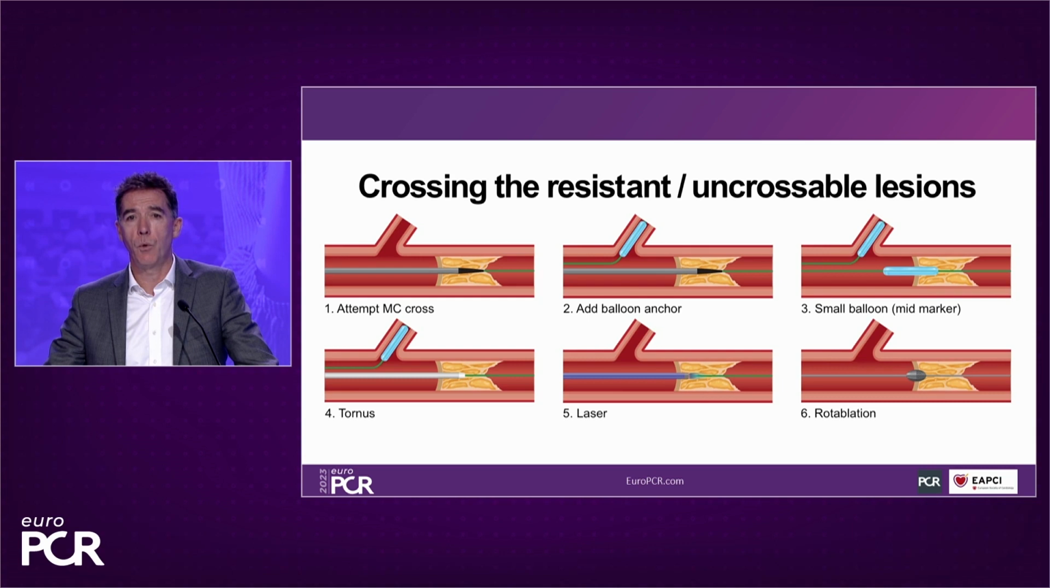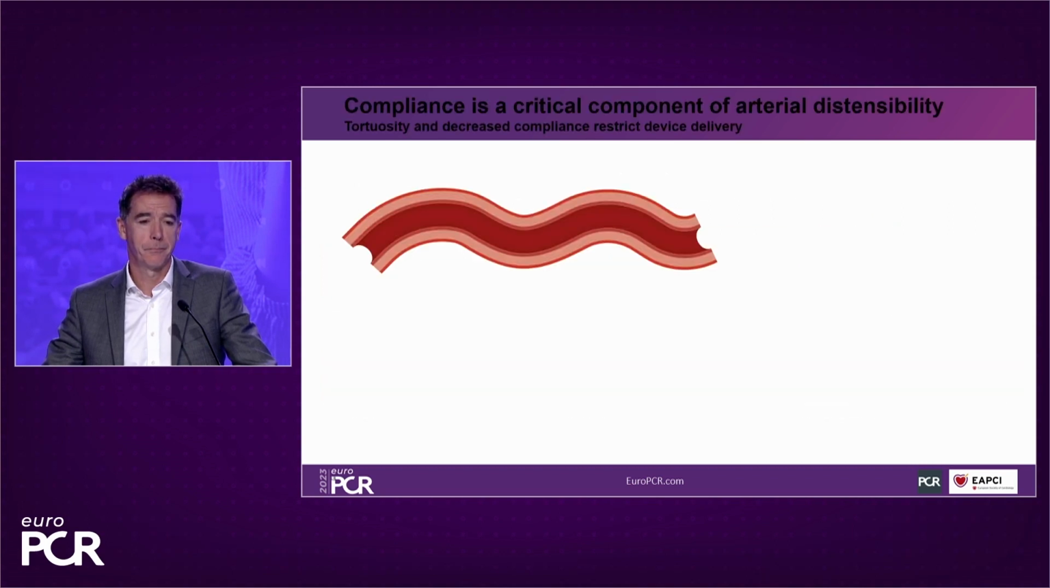Rotablation only works if you can get a wire across. We can't get a microcatheter across. We can't do a wire exchange. And while laser will go on an 014 wire, personally, I don't think laser has much use in this degree of calcification. Remember, laser has been around for quite a long time. It's delivered on the wire that's there. So if laser worked in extreme calcification, we would be doing it more commonly. So I don't think it really works. So anyway, what do we do?